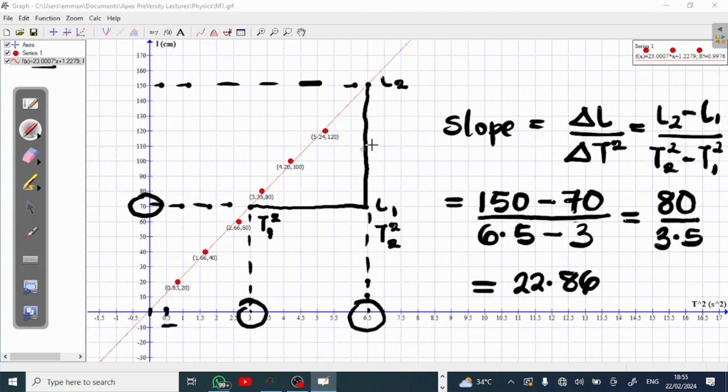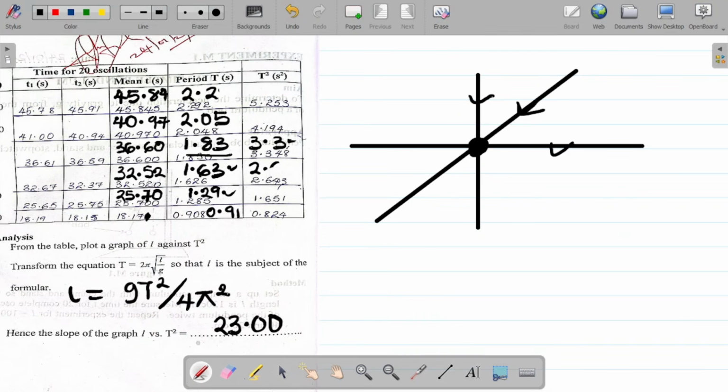So I'm taking the value of the software. If I zoom in on the software, you see that these points were not that accurate. I just chose them to illustrate how it's done. The software has already done a comprehensive and excellent work, and it gave us 23. So I'll go with 23. But this was just to illustrate how you can get your slope, just in case. I got 22.86, which is still close to 23. So hence, I'll say that the slope of the graph is 23.00, still in two decimal places.